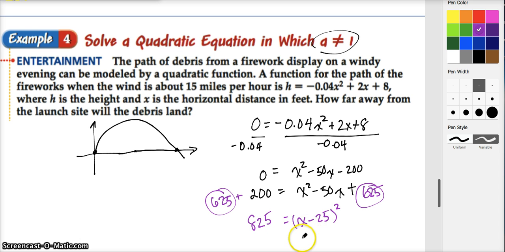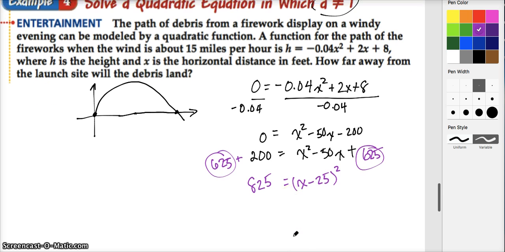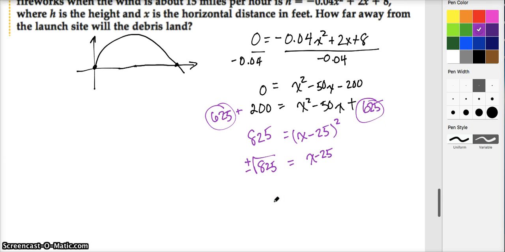All right, that was a lot, but we're doing great. We're doing a really good job. Next, we need to solve it, so we're going to take the square root of both sides, and we get that x minus 25 is equal to plus or minus the square root of 825. After that, we're going to finish off the problem by moving the 25 over to the other side, and we get that x is equal to 25 plus or minus the square root of 825.